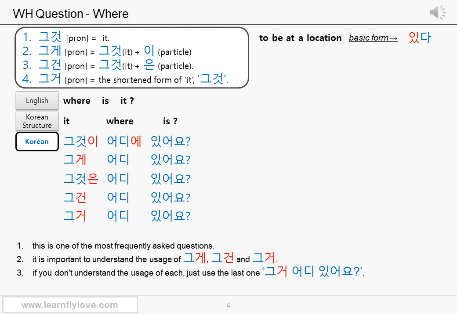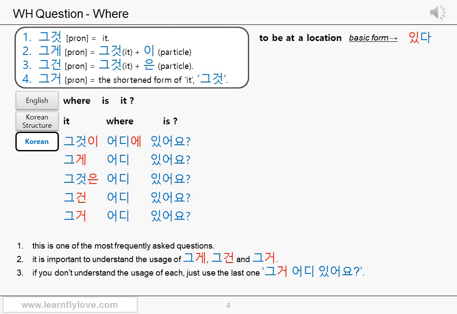Let's learn about it. Let's add a particle 이 to 그것. 그것이. Of course, it will actually sound like 그거시 when you speak. Where, 어디. And let's add a location particle 에. 어디에. Is. What's the predicate we use to mean to be at a location? 있어요. 있어요. Alright. 그것이 어디에 있어요? It's a perfect sentence, but nobody talks like this in spoken Korean.